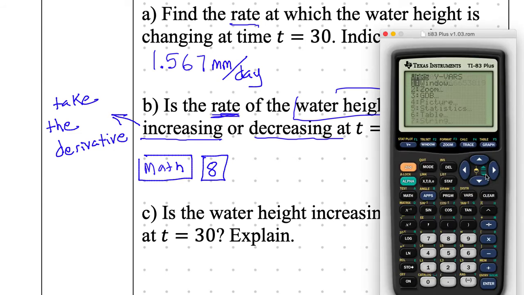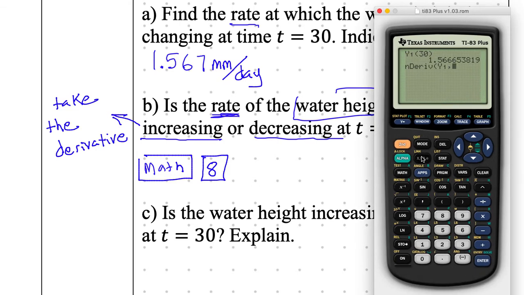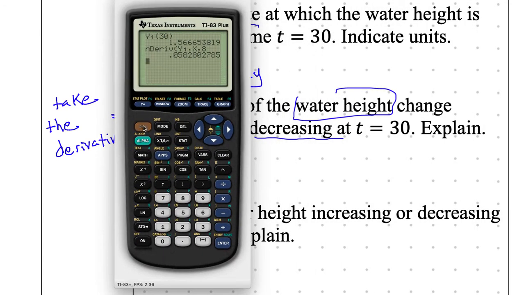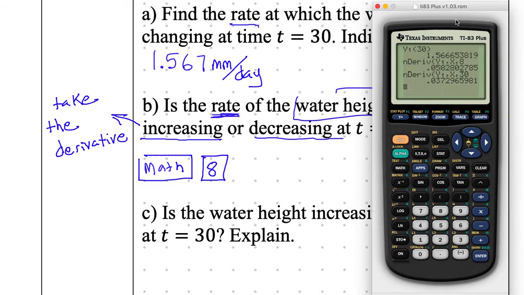I'm taking the derivative of my vars right, enter my y1 function with respect to x at 30. Again, so second enter to go back at 30. At 30. And I got 0.037.